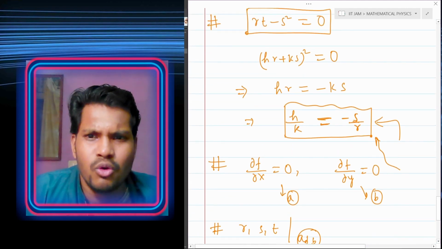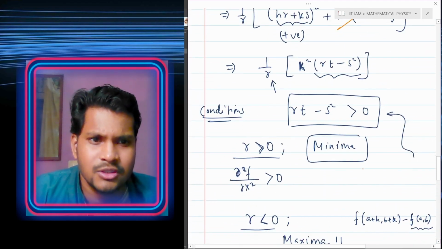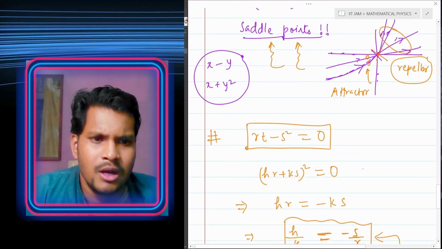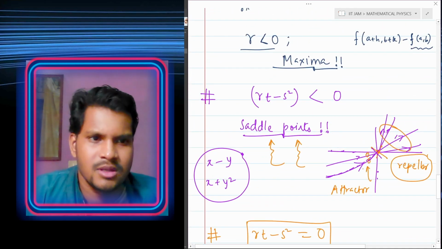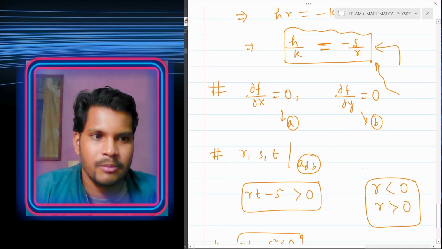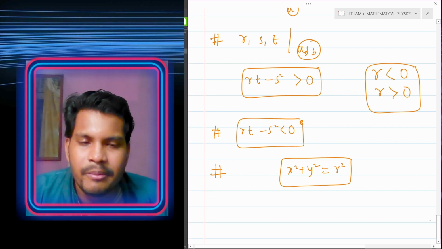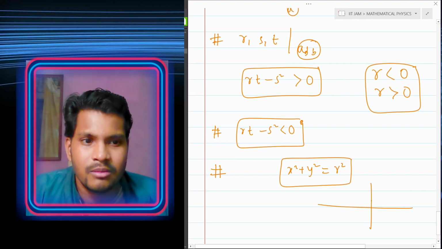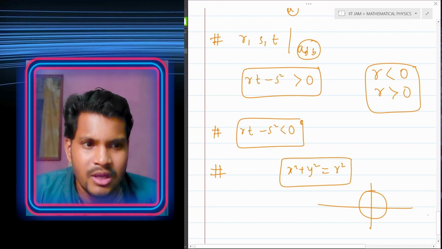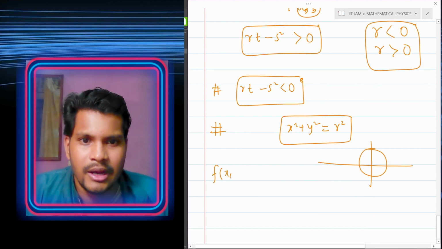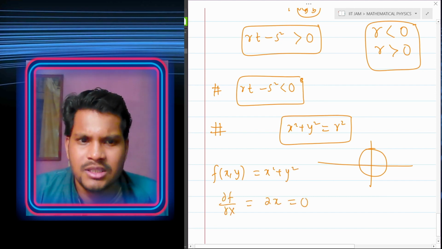So I hope that this whole task is very clear, and it's crucial to understand the behavior of a function. As I told you, suppose somebody has given you some function, considered to be x square plus y square equal to r square, then how can you understand what could be the maxima or minima of this kind of function? So let us say f(x,y) is equal to x square plus y square. Then you can simply say del f over del x is equal to 2x, and this is equal to 0, therefore x is equal to 0.